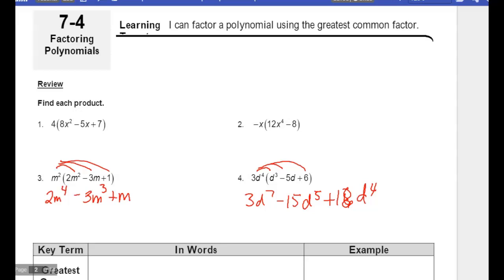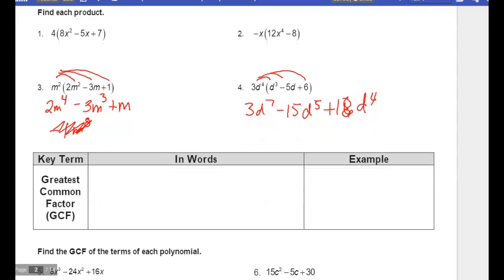I don't turn around, and this is wrong, so don't do this, but I still have a few kids doing 2 minus 3, and they'll do negative 1, and then they'll do the m to the 4th, m to the 3rd, and m, and add them and subtract them and combine them all together. That's wrong. Please don't do that.